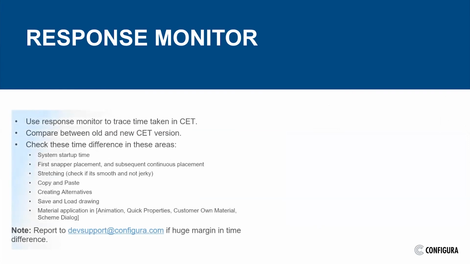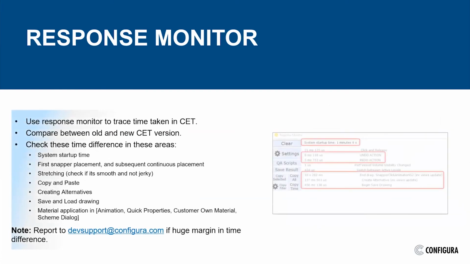Now again, you could also use Response Monitor. It's a really great tool for you to trace time taken in CT for all the actions that you do. You could do a comparison between the old and new CT version, so you know whether it's faster, slower, or even performing almost similarly. These are some suggested areas that you could check. Check the time difference in these areas.